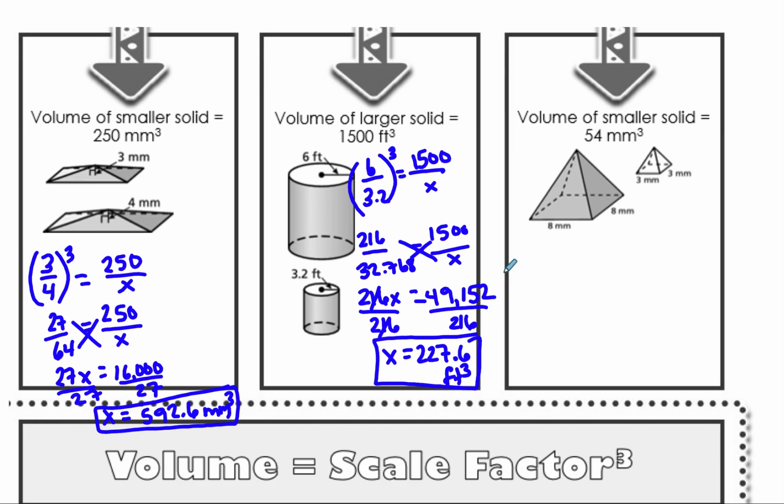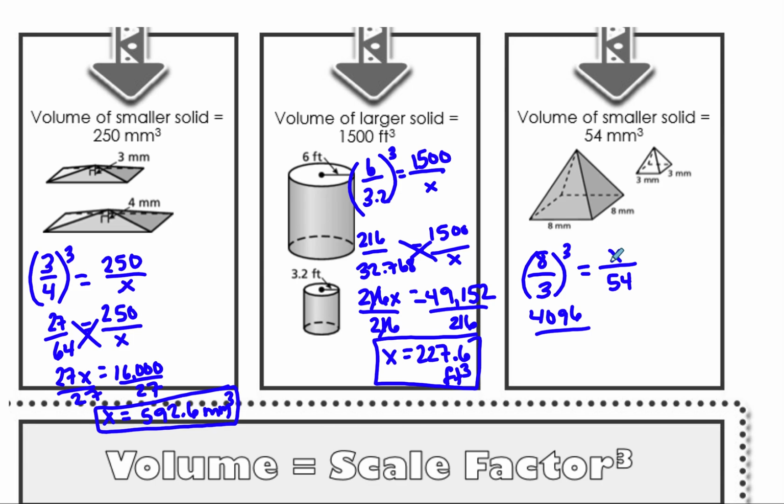Okay, go ahead and pause the video and try this next one. Okay, let's check our answers. All right, 8 over 3. This is a volume problem, so I'm going to be cubing that ratio. Smaller is 54. I put my smaller on the bottom, so 54 on the bottom. Okay. 8 to the third power is 4,096.